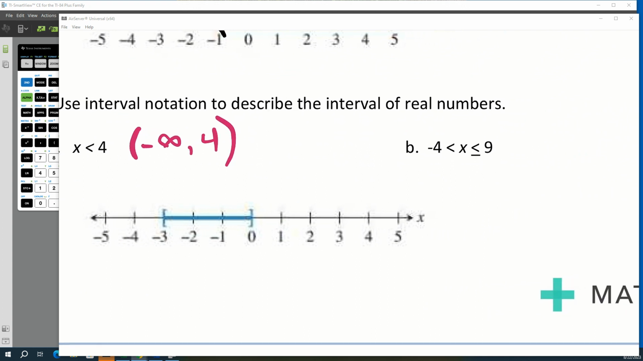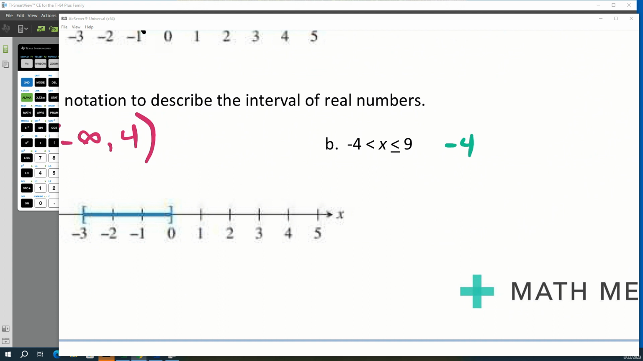All right. And then B, this is how you represent in between -4 and 9. So those are going to be our two numbers. Are we going to put parentheses or brackets on -4? And then brackets on 9. Good job. All right, and then these are brackets. So when it already has brackets, to me it's kind of obvious that you do brackets, and it's just from -3 to 0.